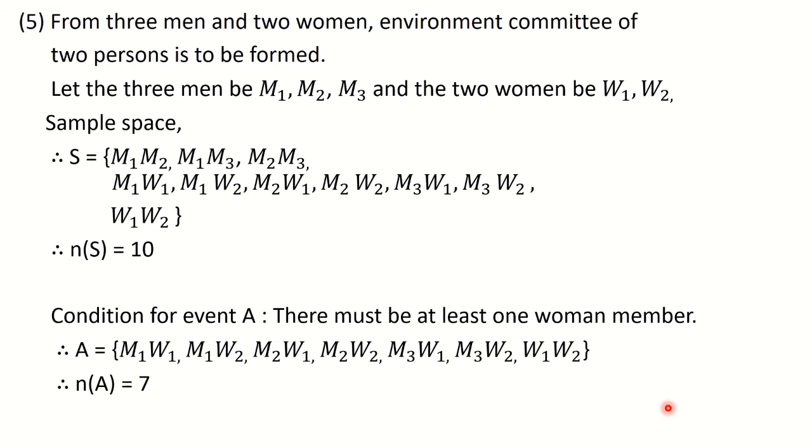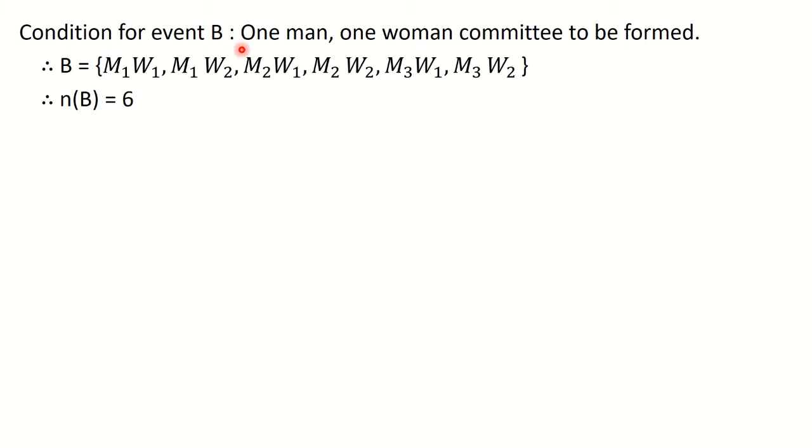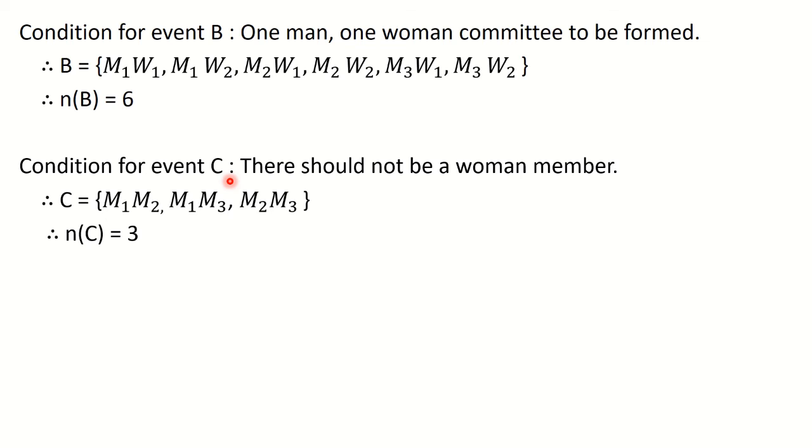So let us go for the next condition. Condition for event B, one man and one woman committee is to be formed. Means we want one man and one woman. So you will write down the second line, the middle line, where we have taken the combination of one man and one woman. Okay, so first line and third line you will not write. Okay, so now you understood why to write down the sample space in that manner so that very clearly you can get the sample points. So in second line, 6 sample points you have, write them as set B and therefore n of B is equal to 6.